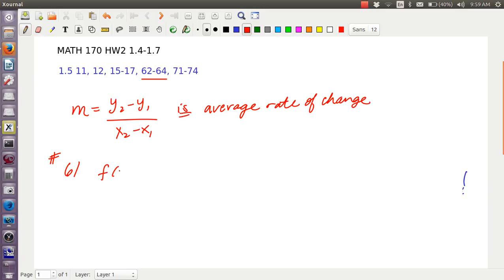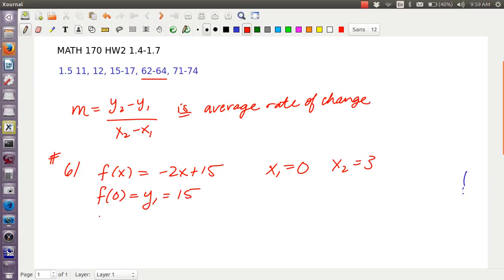So if I say f of x is minus 2x plus 15, and then x1 is 0 and x2 is 3, then I have to calculate what y1 and y2 are. F of 0 is going to give me y1, which is just going to be 15. F of 3 is going to give me y2.